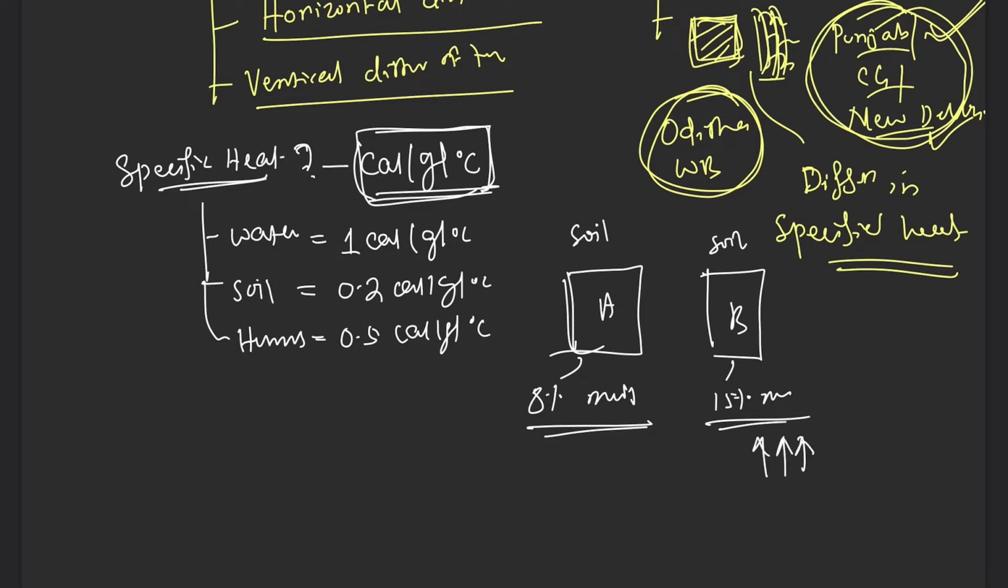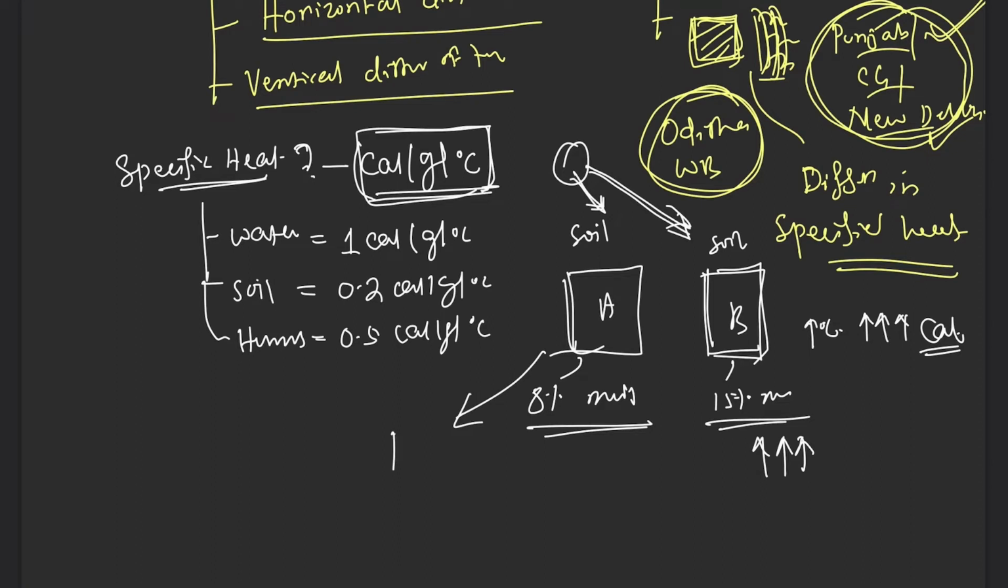That means to increase the temperature by 1 degree Celsius, we require more energy, more calories, in this soil. So if we provide the same quantity of solar radiation, that means energy, to soil A and soil B, which soil will warm up faster? The temperature of which soil will increase faster? That is soil A. Soil A will warm faster due to less specific heat.